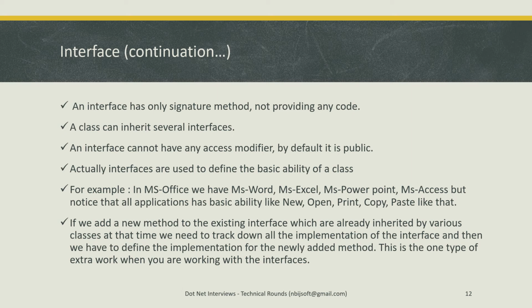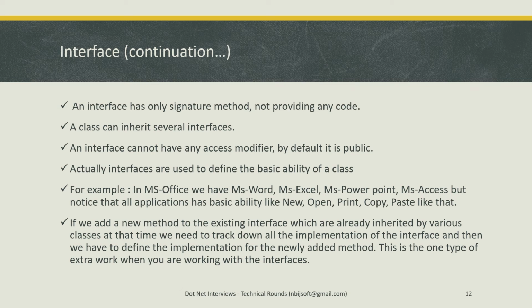Some points we need to know about the interface. An interface has only method signatures, not providing any code. As mentioned in the previous example, we don't have any implementations in interfaces. A class can inherit several interfaces, so to achieve multiple inheritance we use multiple interfaces, as we discussed. An interface cannot have any access modifier; by default it's public. Actually, interfaces are used to define the basic ability of a class. What is that basic ability, and how can we define it?